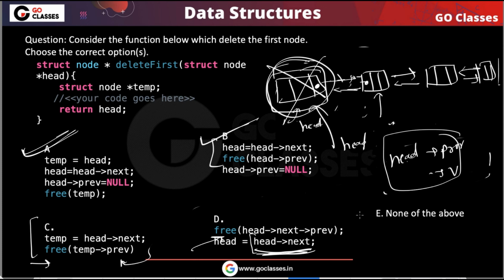If you have not watched them, then please watch them first. Anyway, that's not much required here. All I'm saying is, if you just know a little bit of information about free, then it will suffice. Here head is a dangling pointer. You can't access head next, so that's why D is a wrong option. I think A and B are the correct options.